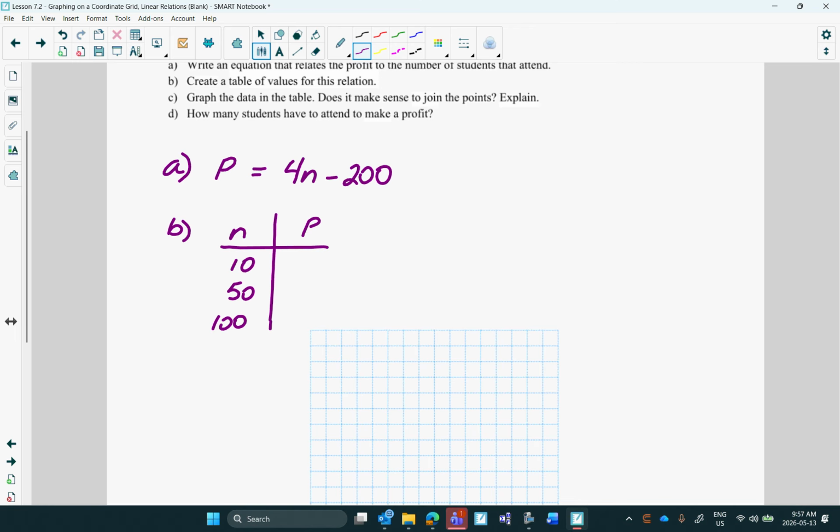Okay, so if 10 attend, that means they get $40 from the ticket sales, but they have to pay 200. So that gives, oh, sorry, I'll rewrite that. It's okay. That gives negative 160. So they're actually losing money there, aren't they? If only 10 students attend.